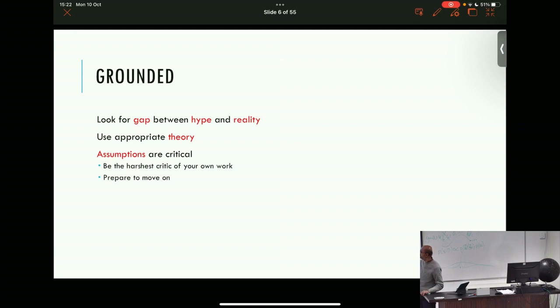Assumptions are critical. Be the harshest critic of your own work in terms of the assumptions. So constantly ask yourself, are these assumptions valid? Am I just deluding myself? Is this really true? And is that the case? And if it's not the case, if you can't convince yourself, then just move on. Because if you can't convince yourself, you can't convince anybody else either.